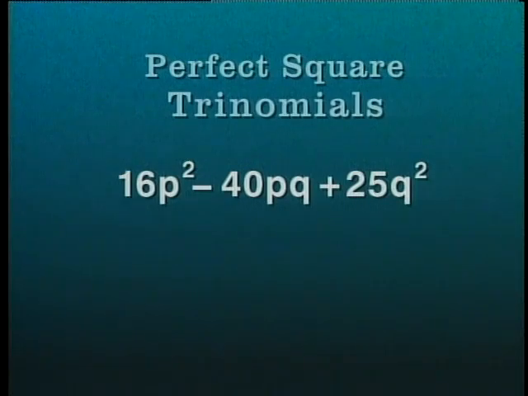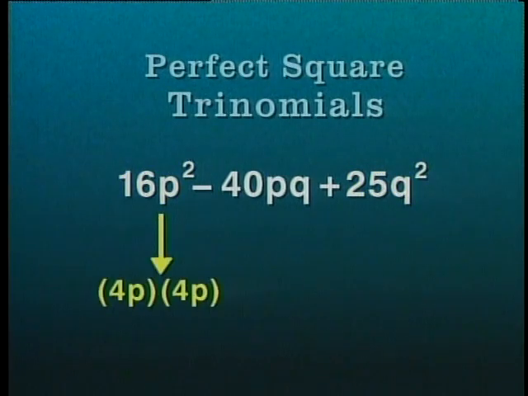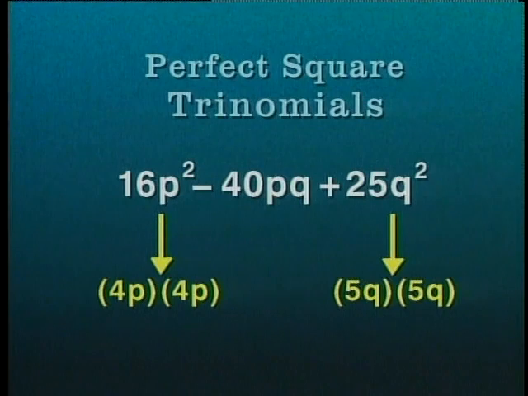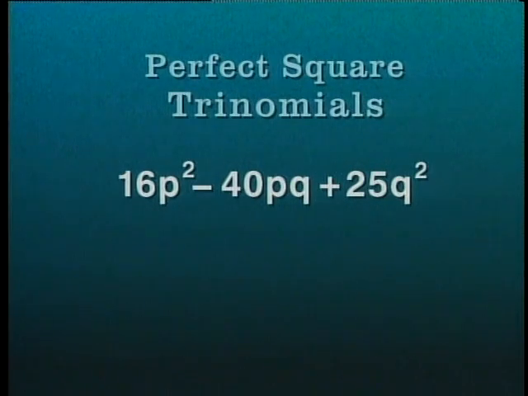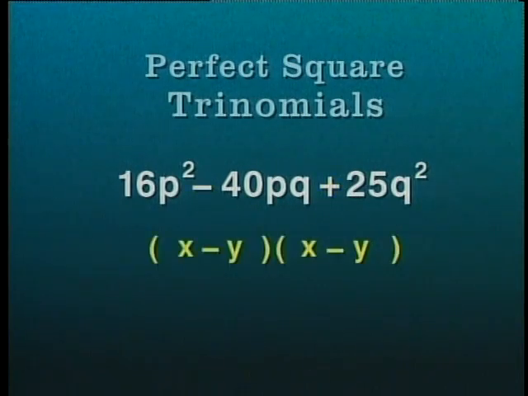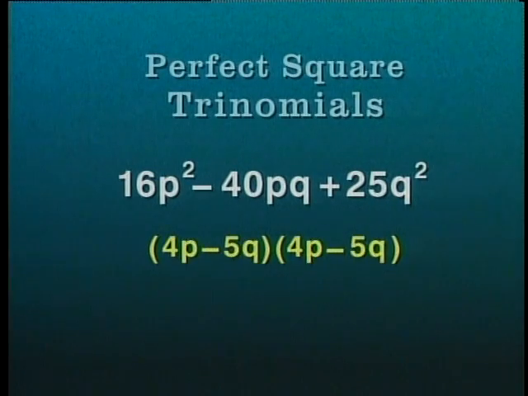The two key terms to look at in looking for a perfect square trinomial are the first and the last terms. Here, the first term, 16p squared, factors into 4p times 4p, so it's a perfect square. The last term factors into 5q and 5q, so it too is a perfect square. Since this trinomial has a negative and a positive sign, we know that if it factors as a perfect square, it'll factor into the general form of x minus y times x minus y.